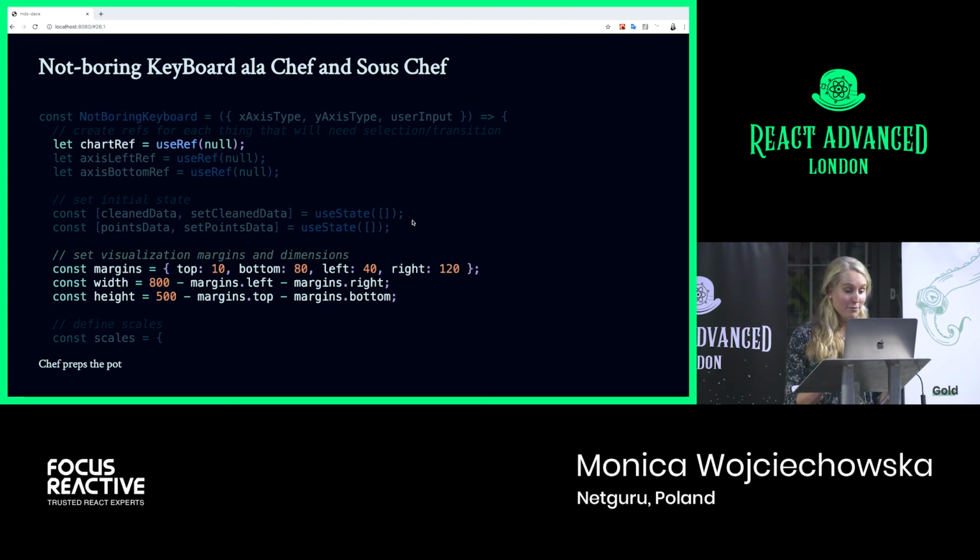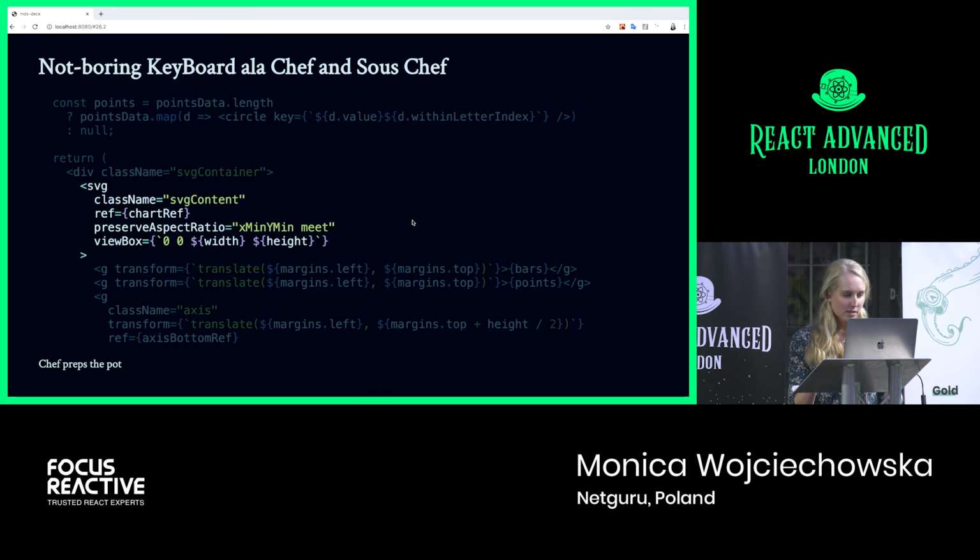So we begin with the chef, React, who will prep our pot. So here he's going to be using the useRef hook, again, to set up our SVG container, to set up a reference on that. And then also setting the dimensions. So the dimensions could have come from outside this component, but I just included them here. And so again, we see that our SVG has a ref.